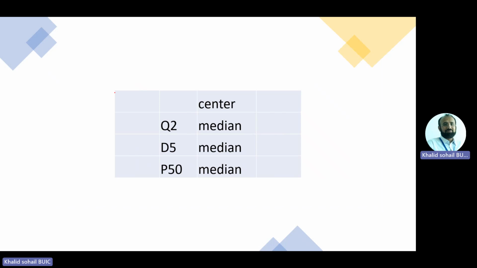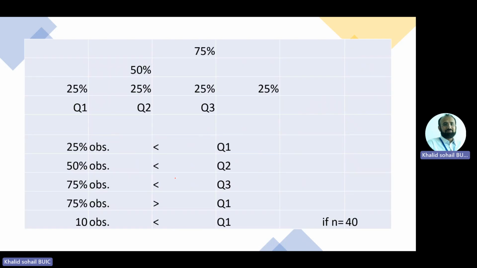Now, most of the time we need the center of the data. So our Q2 is the median, D5 is also the median, and the 50th percentile is also our median. Now let's start with quartiles. But before discussing its calculation, we have some properties.